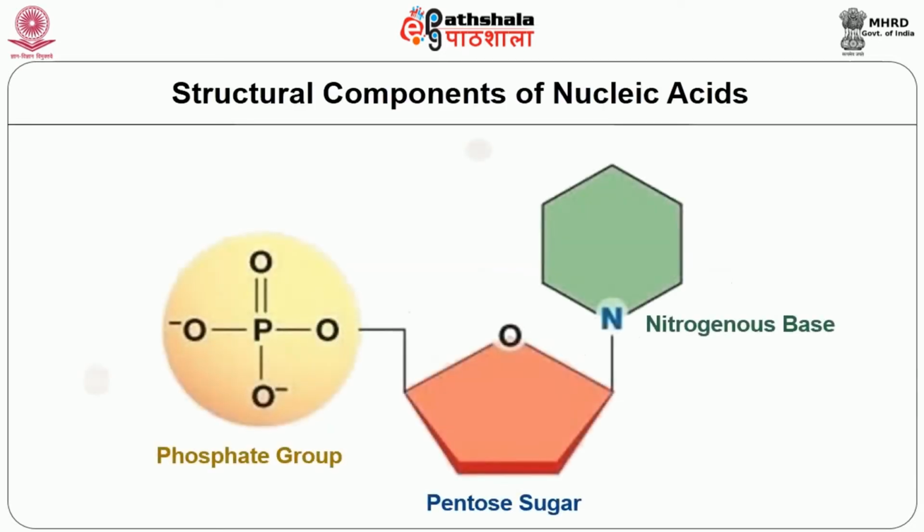As we mentioned earlier, the nucleic acids are polymers of nucleotides, and the nucleotides themselves contain three components, namely the pentose sugar, nitrogenous base, and the phosphate group, which forms the phosphodiester bond that links two nucleotides together. We shall take these up one by one. Let us start with the sugar component.